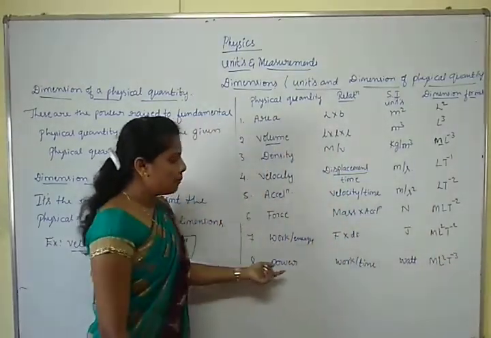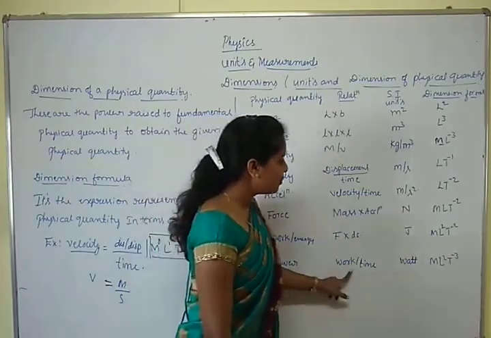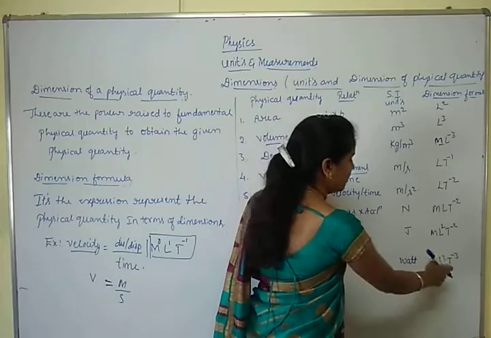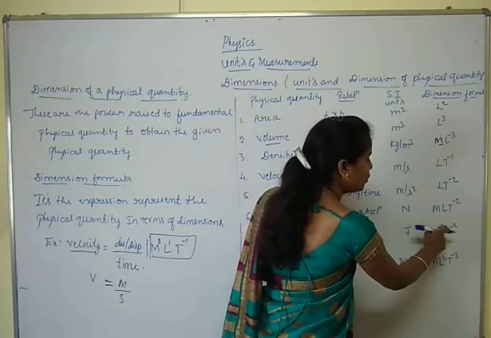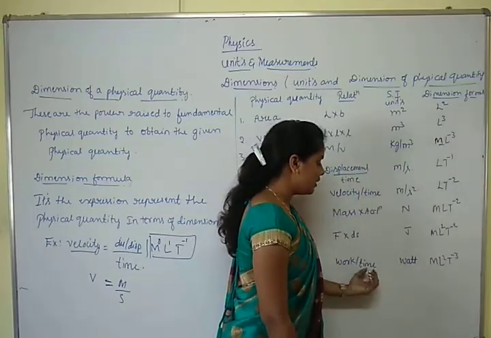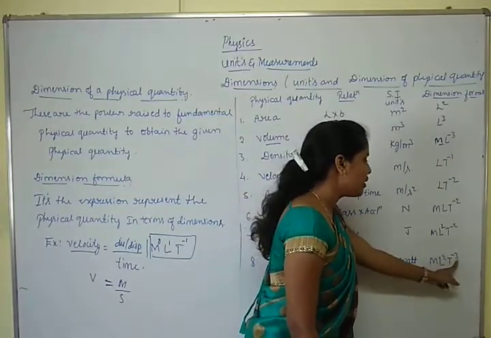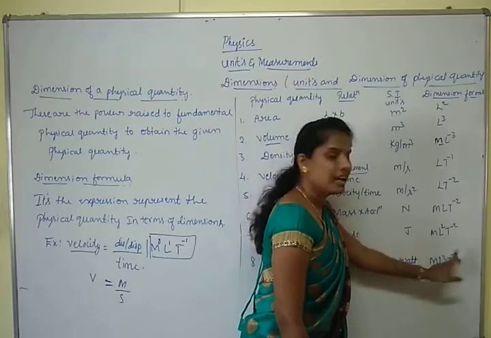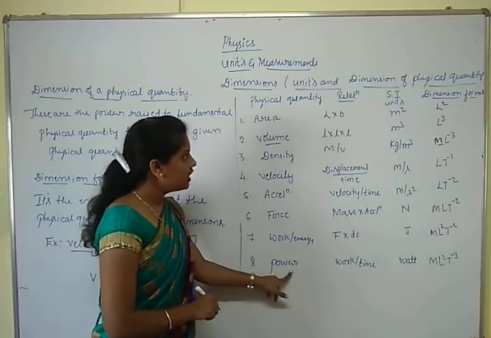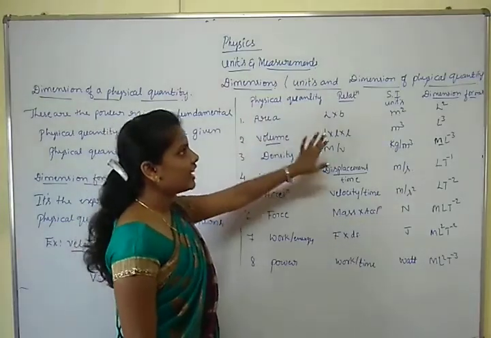The last one is power. The SI unit of power is watt. Power can be defined as work divided by time taken. We know the dimensional formula of work is M L^2 T^-2, divided by time. So one T goes to the numerator, that is T^-3. M L^2 T^-3 is the dimensional formula for the physical quantity power.